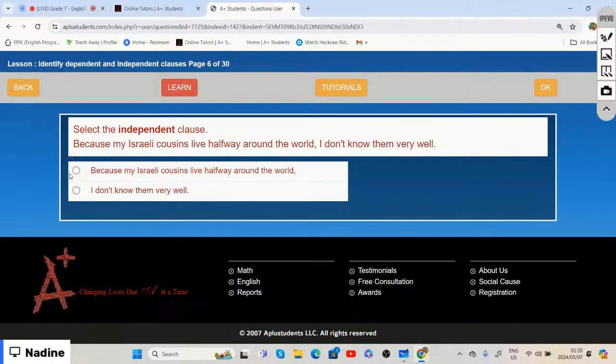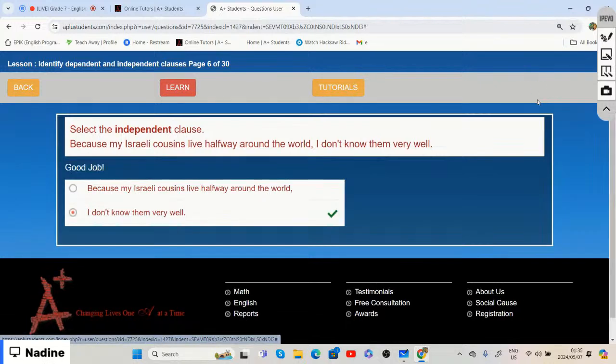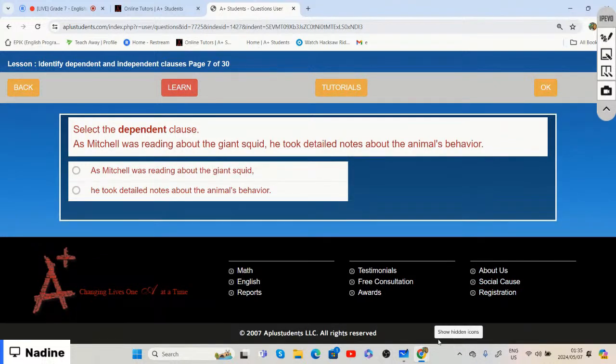All right, so we say that because my Israeli cousins live halfway around the world, I don't know them very well, right? So we're going to say, I don't know them very well. That is the independent clause. It stands on its own.